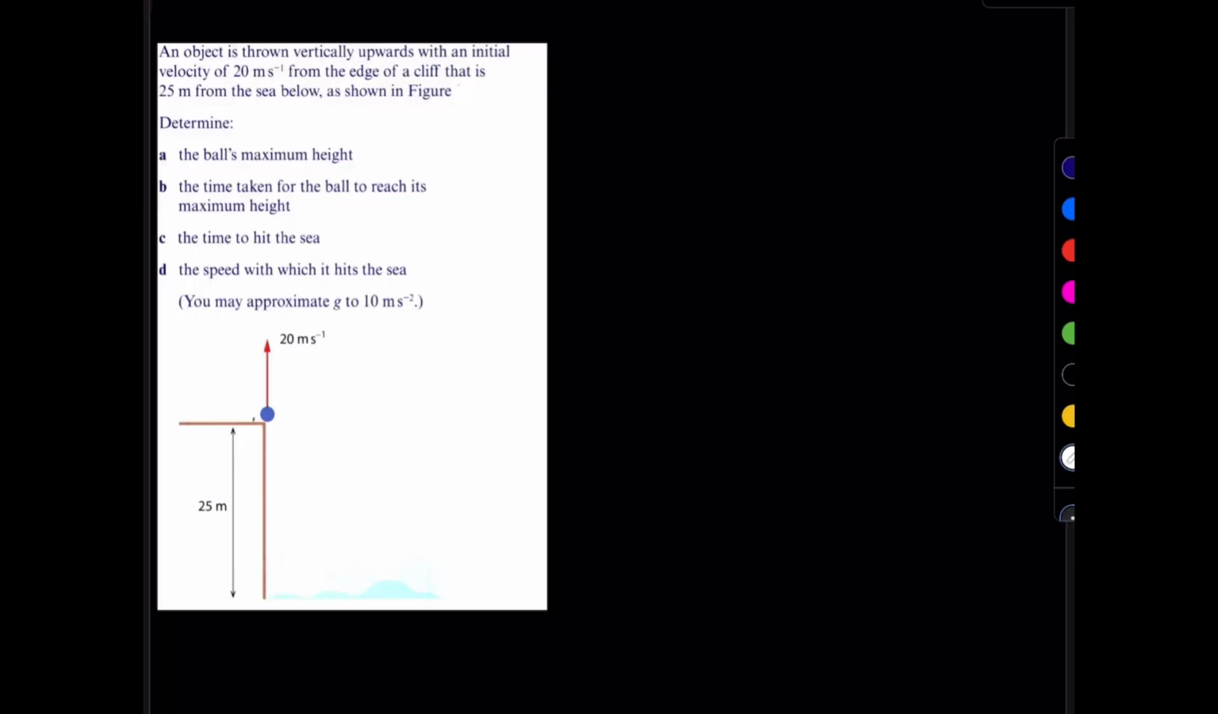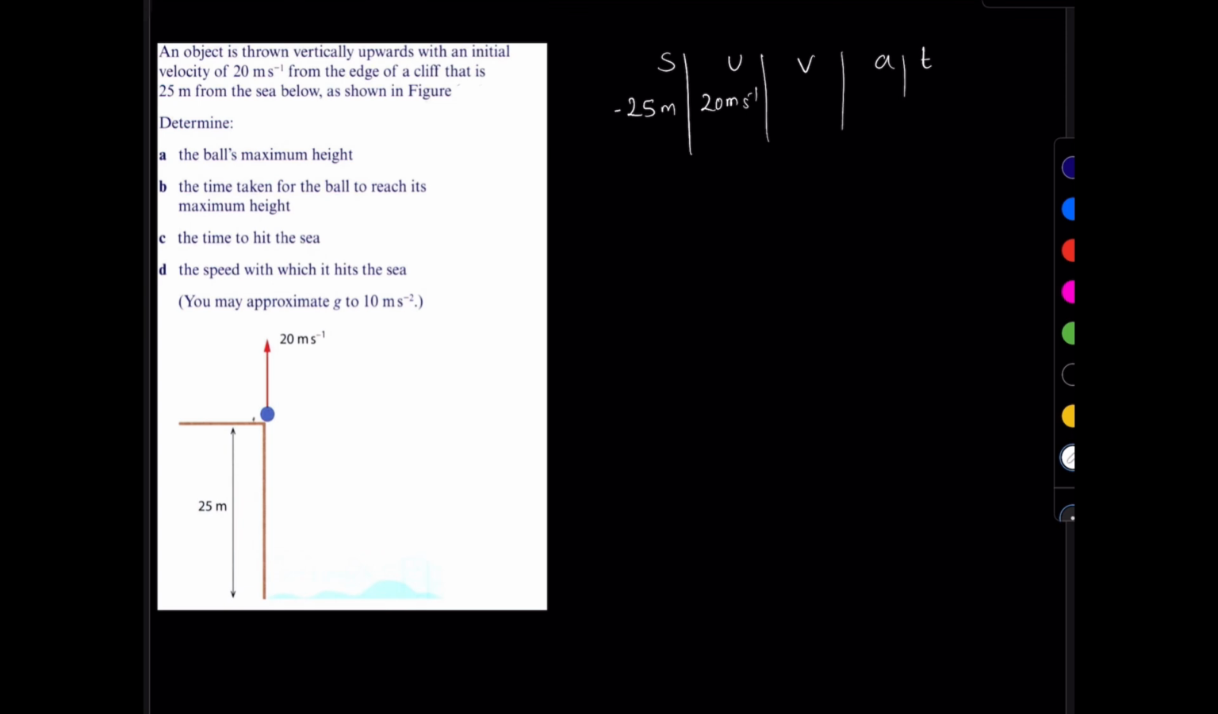Let's solve this question. Let's practice this. So in order to solve for the maximum height, what are the terms given over here? The ball is thrown vertically upward with an initial speed of 20. So u has been given as 20 meters per second. From the edge of the cliff, that is 25-meter height. So the total displacement has been given as 25 meters, and total displacement has to be negative.